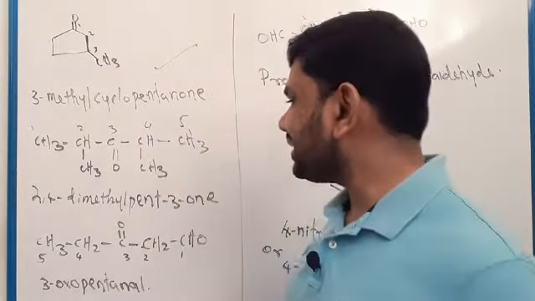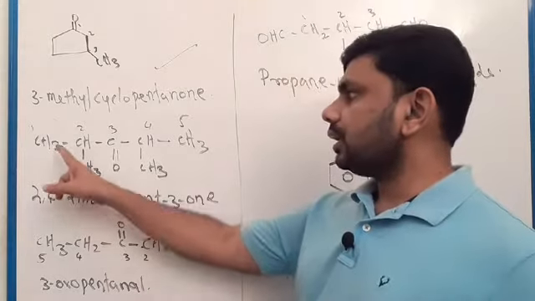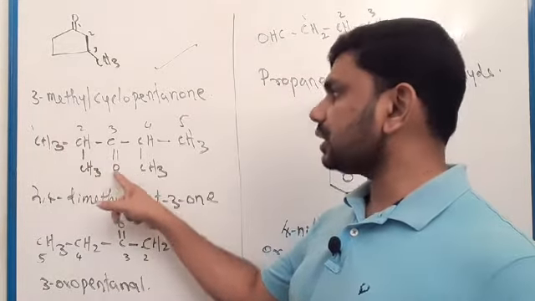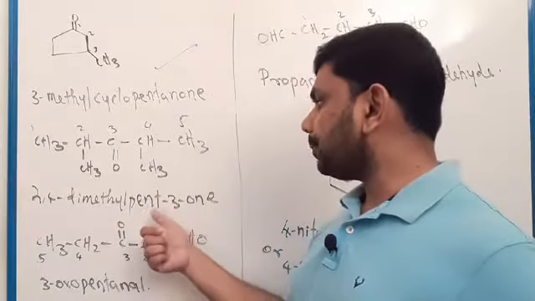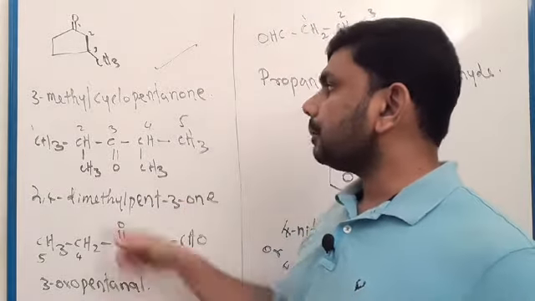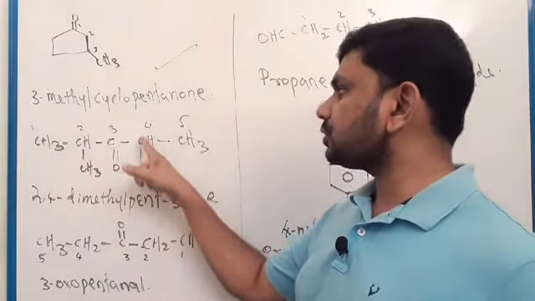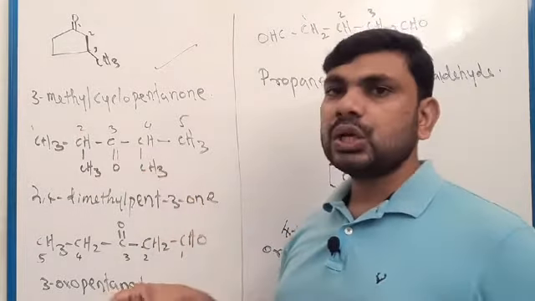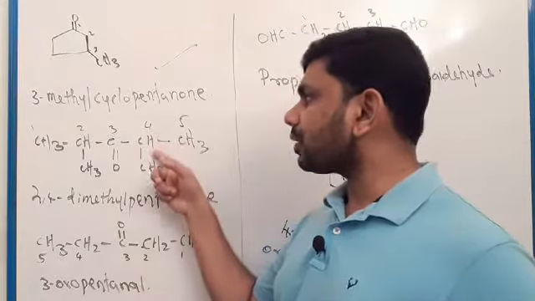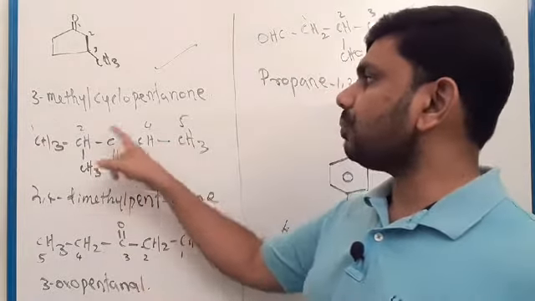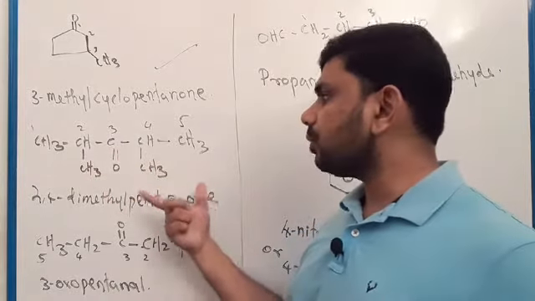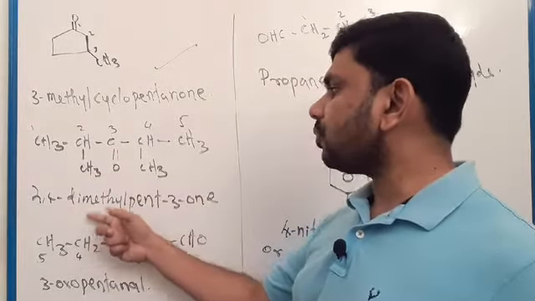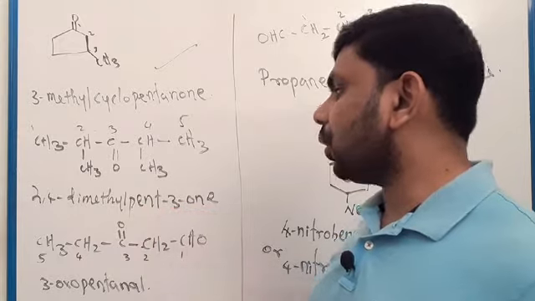So here pentanone. Here 1, 2, 3, third position there is carbon double bond oxygen, so pent-3-one. Okay, but here second and fourth position there is CH3, so 2,4-dimethyl pent-3-one. This is the name of this compound, 2,4-dimethylpent-3-one.